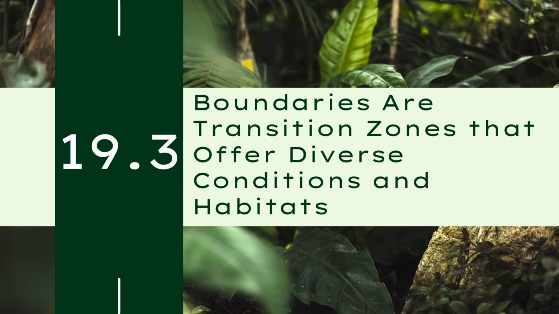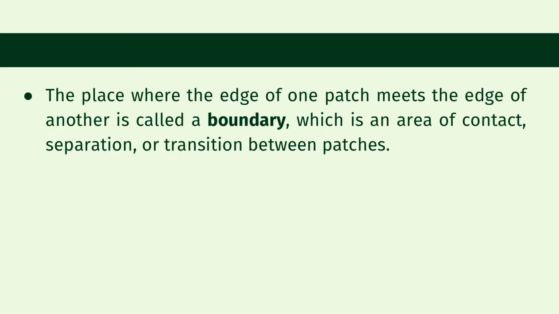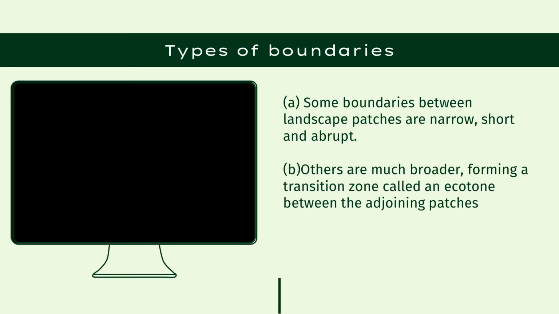19.3 Boundaries are transition zones that offer diverse conditions and habitats. The place where the edge of one patch meets the edge of another is called a boundary, which is an area of contact, separation, or transition between patches. Some boundaries are stable and permanent, while some are typically transient. There are many types of boundaries.